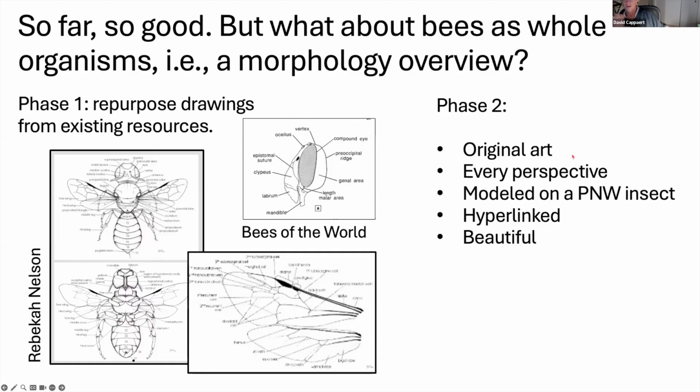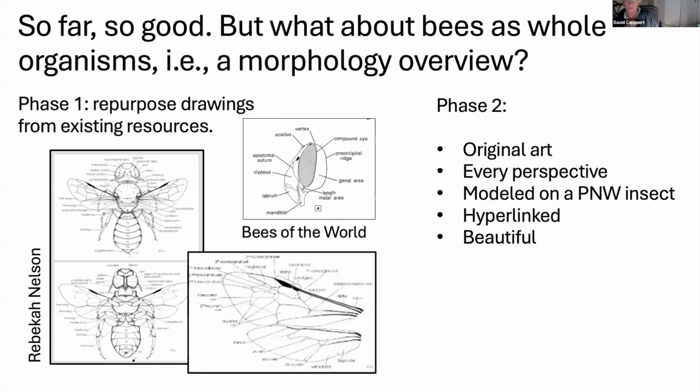Then I'll explain to you how I got into phase two. Phase two was going to be, if I could start from scratch and I could do anything I wanted to, I would love to have original art. I'd like to see every perspective: dorsal, lateral, ventral, face, mouth parts, etc. It would be really fun to take something that's not just a generic bee, but an actual Pacific Northwest insect. And then I want all the labels to be hyperlinked, so you can quickly go to the definitions for them. And as long as I'm being idealistic about this, I want the images to be beautiful. So that was just like, yeah, sure. How are you going to do that?